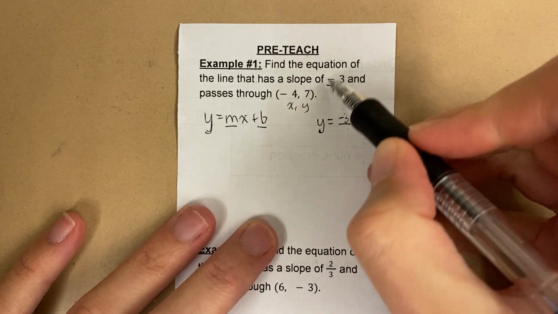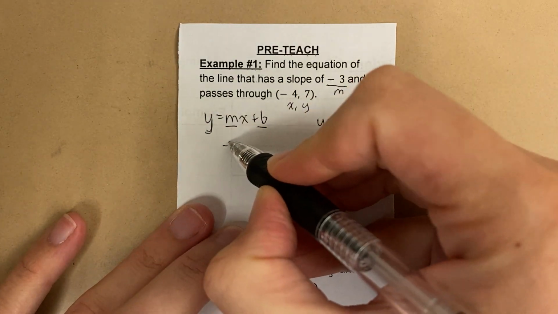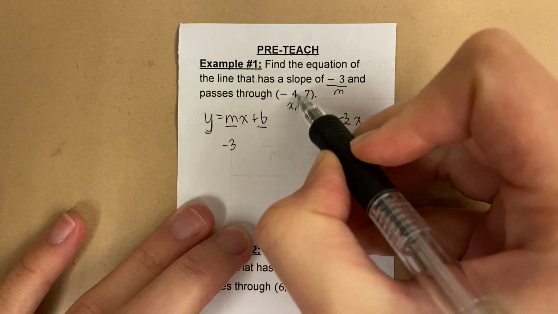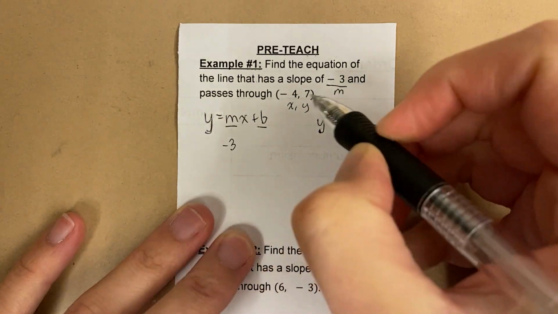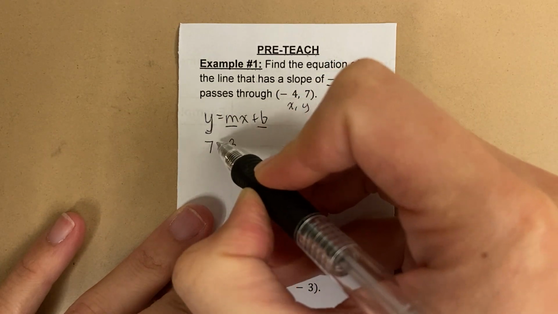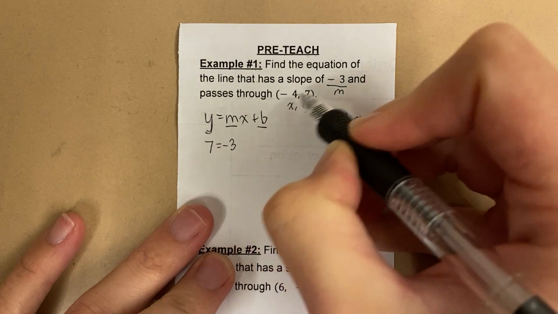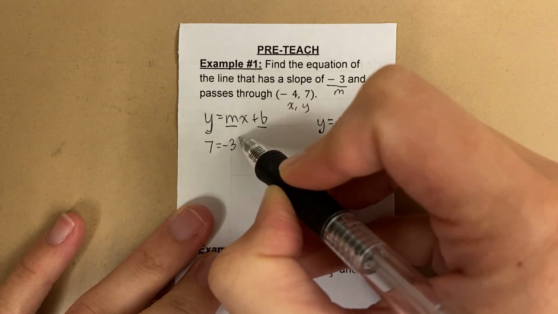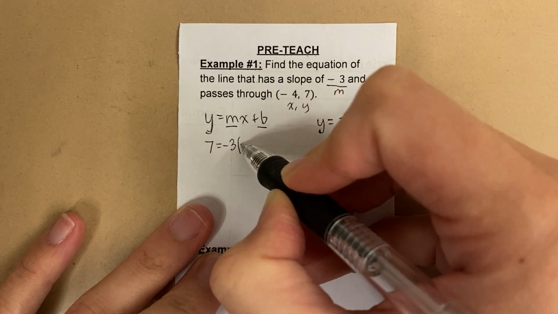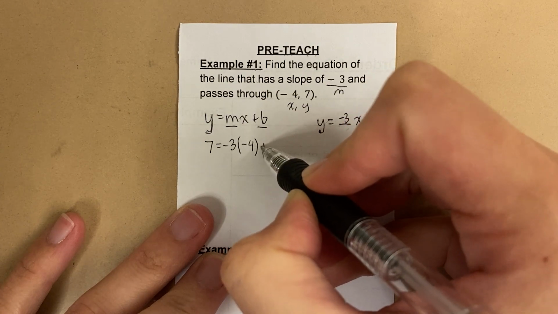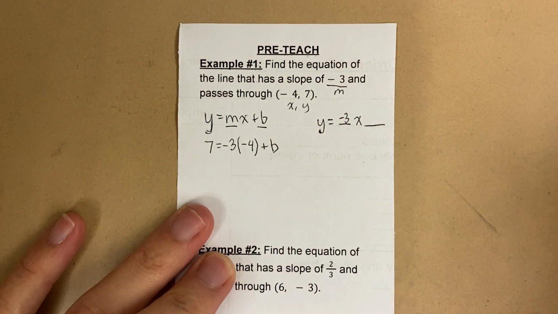I'm going to take this slope, -3, and plug it in for m. I'm going to take this x and y, and plug it in for x and y. So here, my y value is 7. I plugged in 7 for y, -3 for m. This is m times x, so I'm plugging in -4 for x. And I'm just bringing down plus b because that's still my mystery.